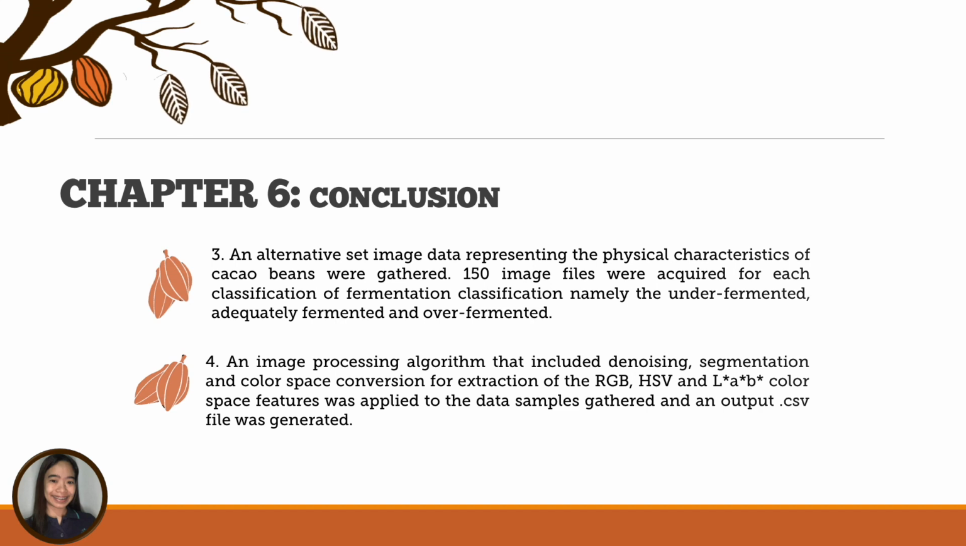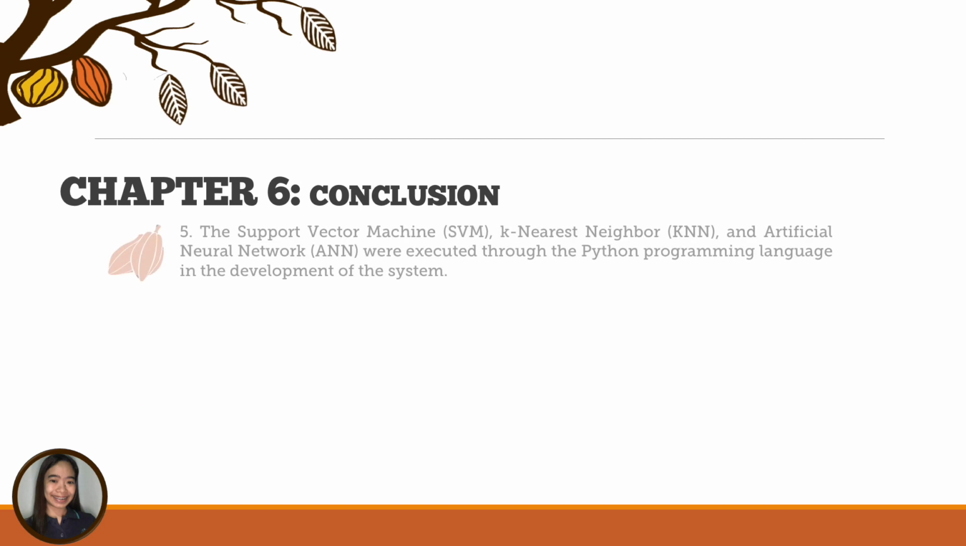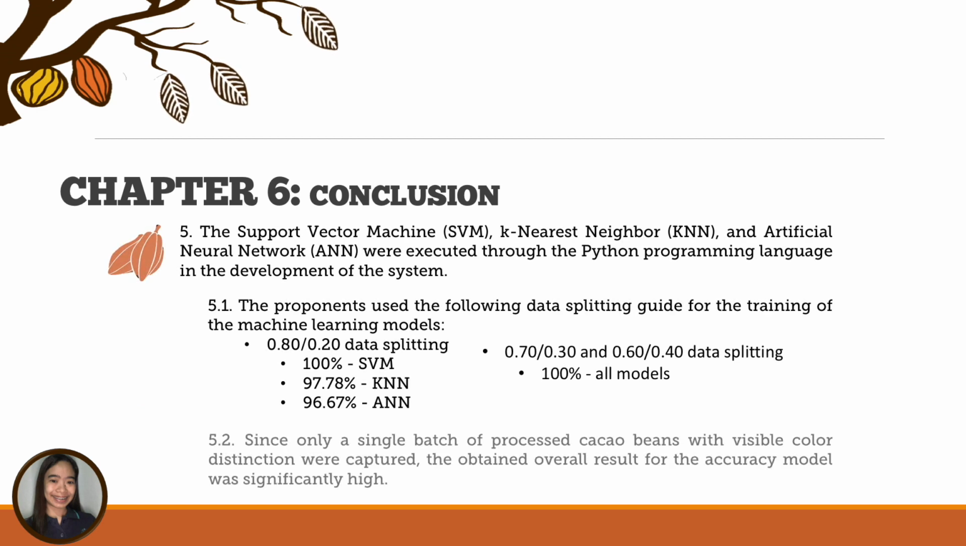All 3 of the proposed machine learning models were executed through the Python programming language in the development of the system. The proponents used the following data splitting guide for the training of the machine learning models to compare the accuracy. At the 80-20 data splitting, only the SVM model has the accuracy of 100%, while the KNN has 97.78% and ANN has 96.67%. On the other hand, using the 70-30 and 60-40 data splitting, all 3 classification machine learning models have 100% accuracy. Since only a single batch of processed cacao beans were captured, the obtained overall result for the accuracy model was significantly high.